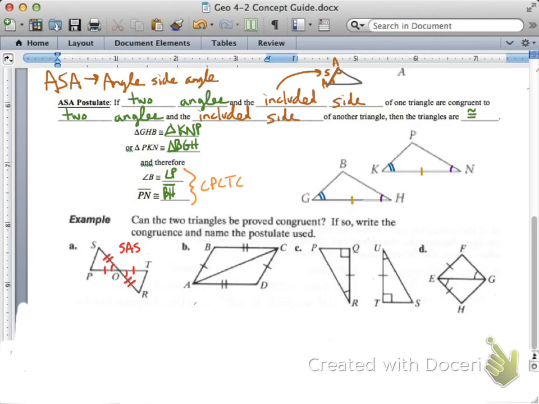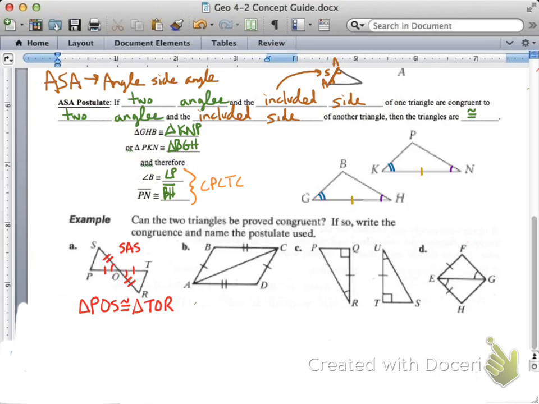And now be careful when you make your statement that everything matches up here. Clearly the O is going to match up, but PO has to correspond with TO. Be careful with how you write your correspondence.